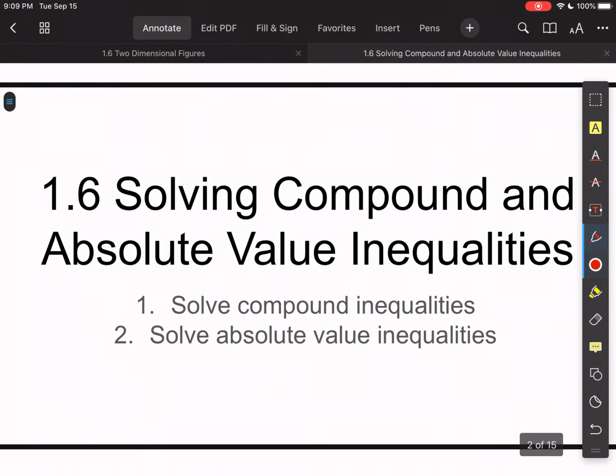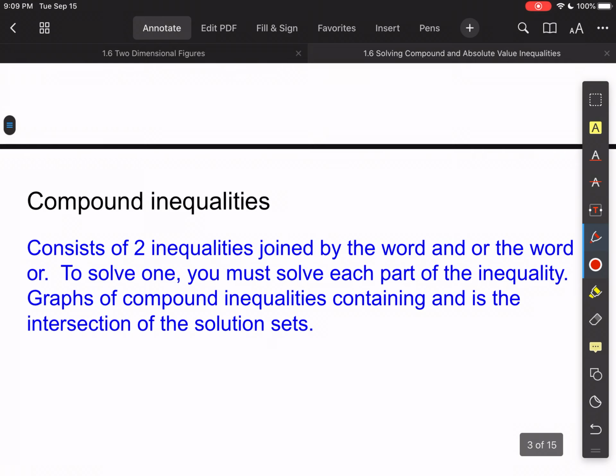Alright guys, we're going to wrap up chapter 1 with solving compound and absolute value inequalities. Our objectives today: hopefully at the end of this lesson, we'll be able to solve compound inequalities and then solve absolute value inequalities. So first, let's get into compound inequalities.